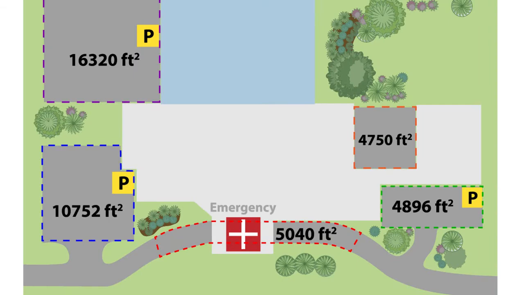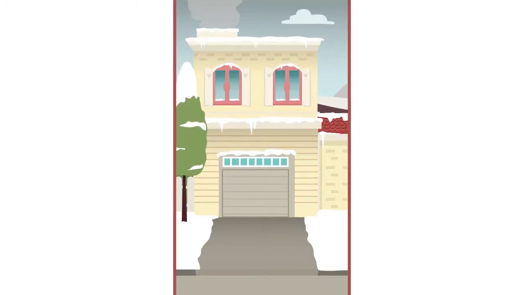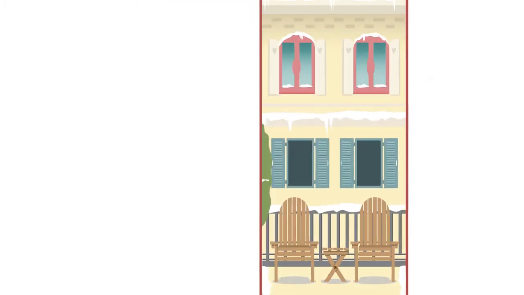Determine the square footage of the snowmelting area and identify any zone requirements. Zoning offers improved operations when areas have differing melting conditions or levels of importance. It also allows for a reduction in the size of the heat source by melting high-priority areas first, for example, a driveway, then melting lower-priority areas like back patios later.